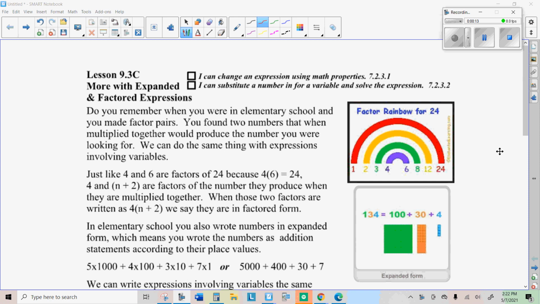Today we're going to start lesson 9.3 C. What we're going to learn how to do mostly here is how to take something that's an expanded form and put it in factored form.